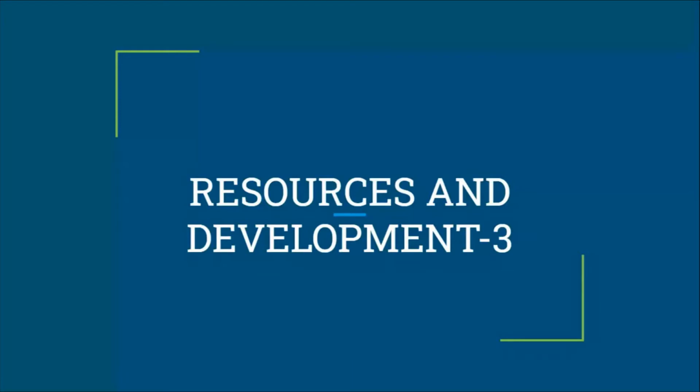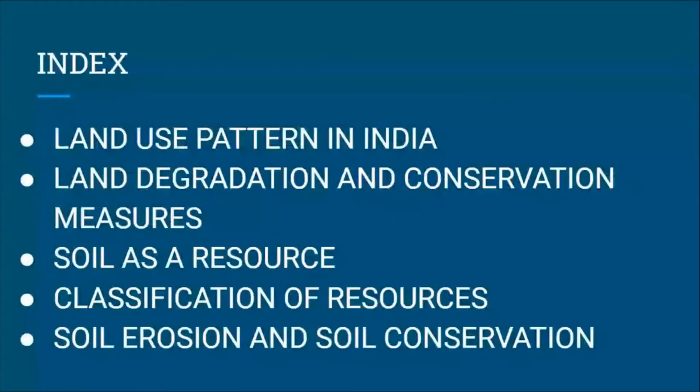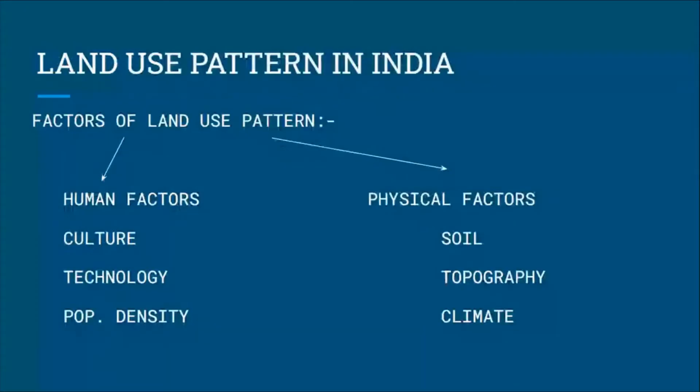Today we are going to discuss the third part of resources and development, and this is the last part for this chapter. So today we will be discussing land use pattern in India, land degradation and conservation measures, soil as a resource, classification of resources and soil erosion and soil conservation. So let's start. Land use pattern in India.